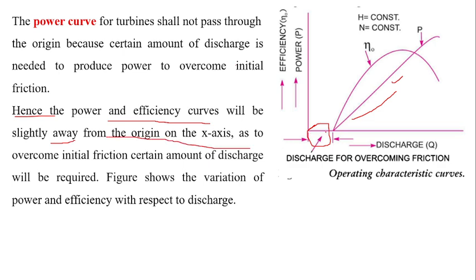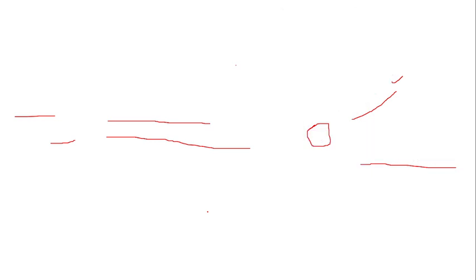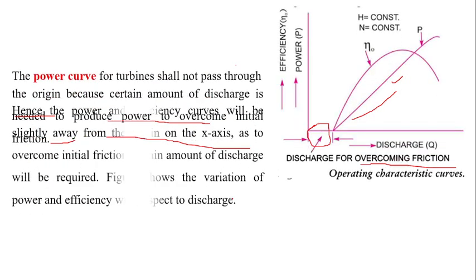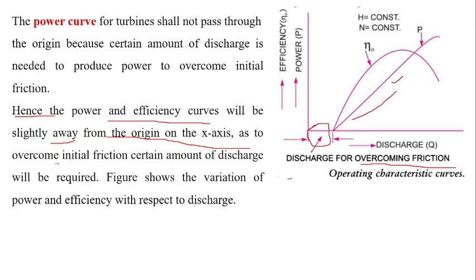Why is there a gap? Due to overcoming the friction. We already discussed the loss due to friction. So to overcome the initial friction, a certain amount of discharge will be required. Some discharge is required for the friction losses, to overcome the initial friction. So the figure shows the variation of power and efficiency with respect to discharge.